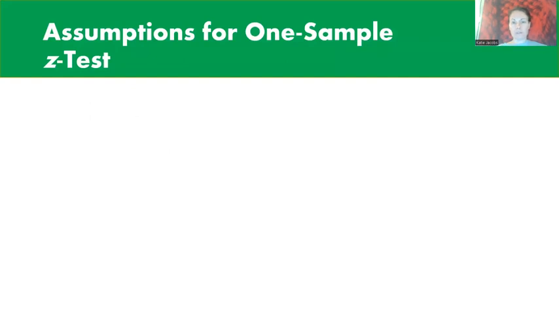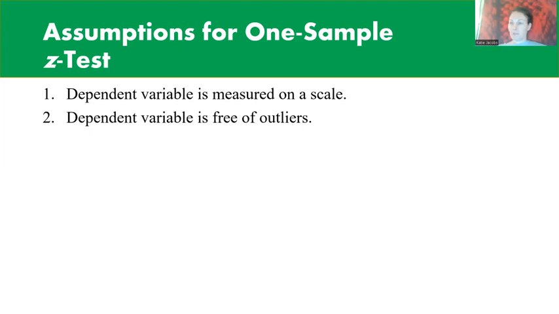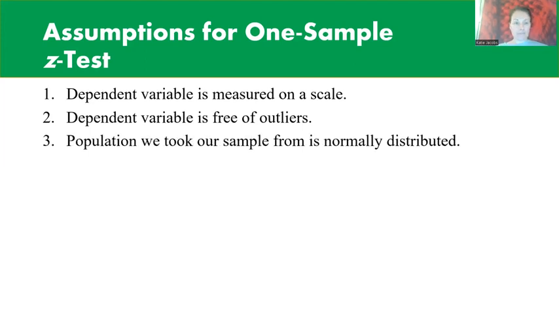All right, so assumptions for the one sample z-test. Our dependent variable is measured on a scale. Remember, scale is data that is on an interval or ratio level of measurement. The dependent variable is free of outliers. So we learned about how to check for outliers earlier on, and so we will practice doing that. The population we took our sample from is normally distributed. We'll learn a little bit about that. And then our sample was randomly selected. And so we learned about the different types of sampling methods from the very first week.